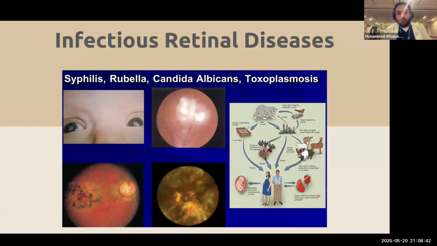Okay? You need to know this life cycle in terms of its relationship to cats, cattle, and whatnot, and how it affects pregnancy. Okay? That's basically this, and it's straightforward. From all of these, a high yield is toxoplasmosis.